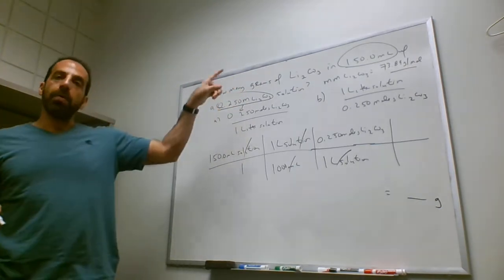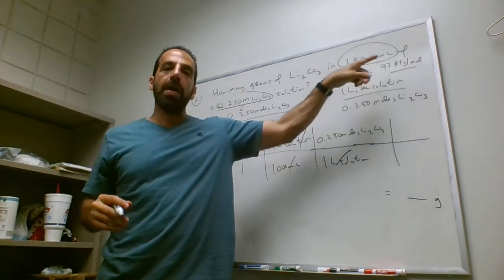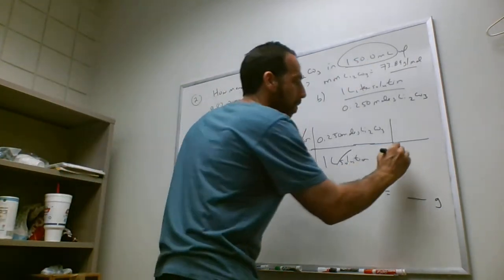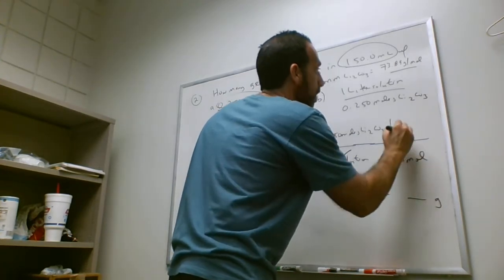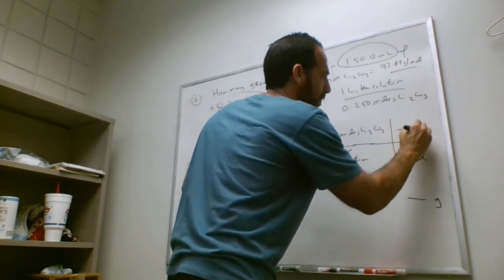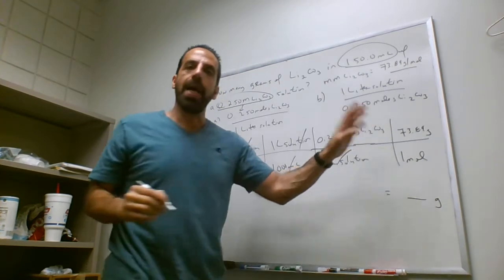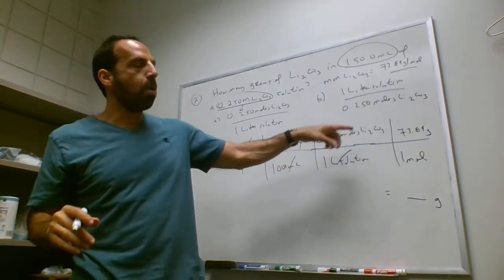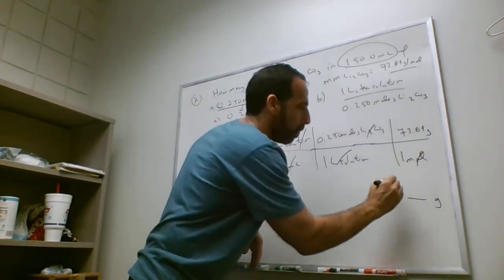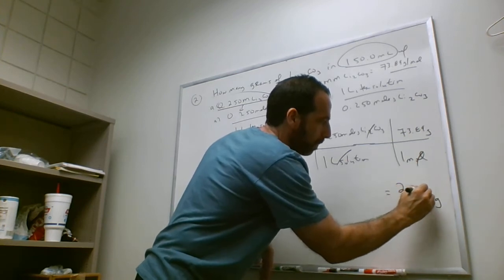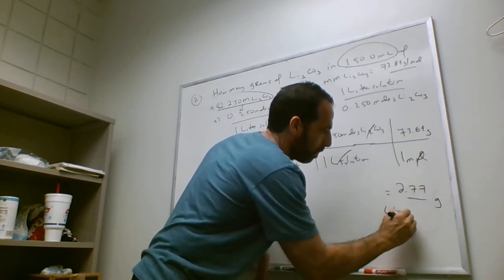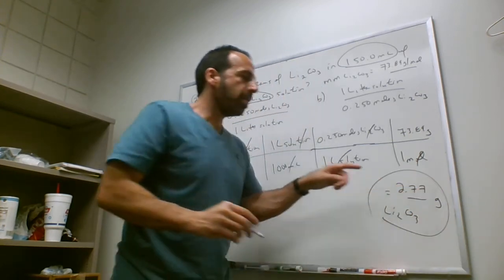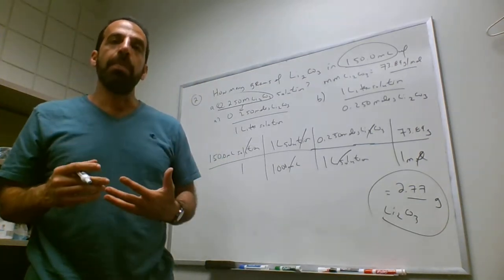We need to end up in grams, so we're going to use the molar mass, just like we've been doing before. So 1 mole is 73.89 grams. Again, we're just converting now from moles to grams. So I do that, and I'm going to end up with 2.77 grams of lithium carbonate.